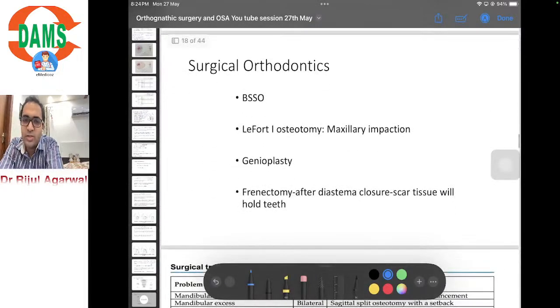Now coming to the surgical orthodontics, I'm not going to discuss the cuts which are given and where they are given. I'm only going to discuss the orthodontic part. That is taken up with the oral surgery faculty.